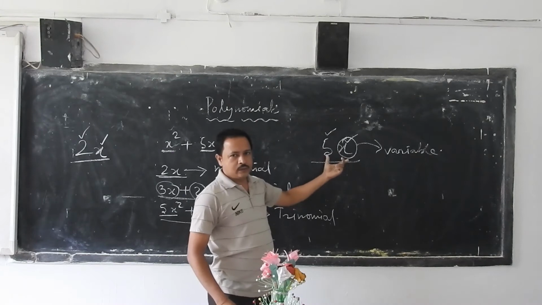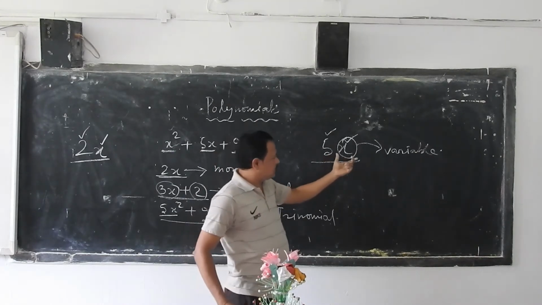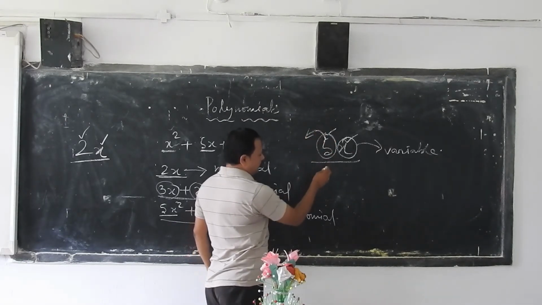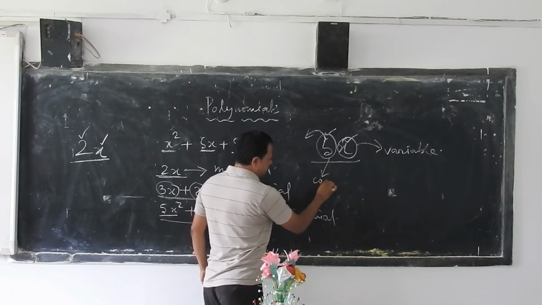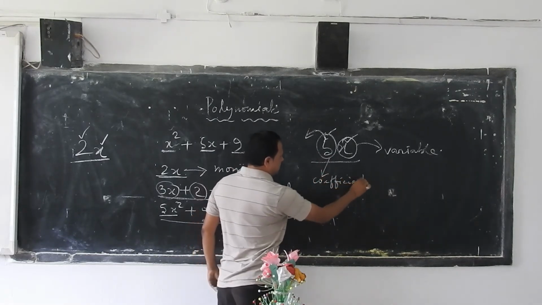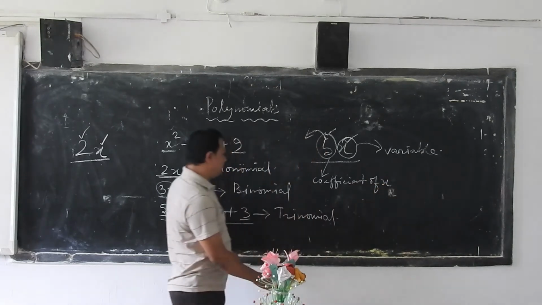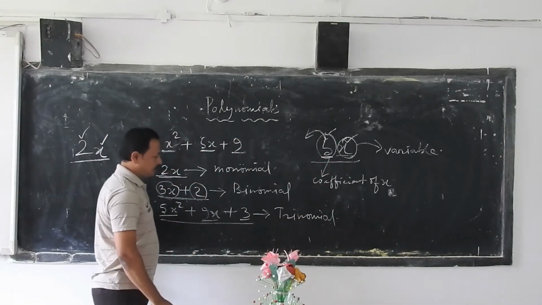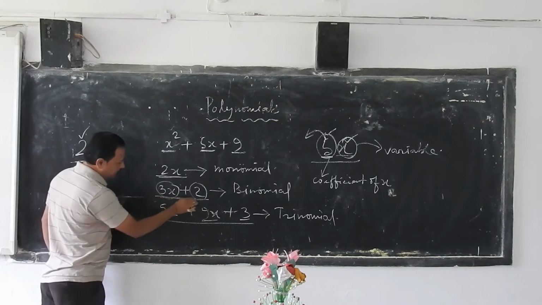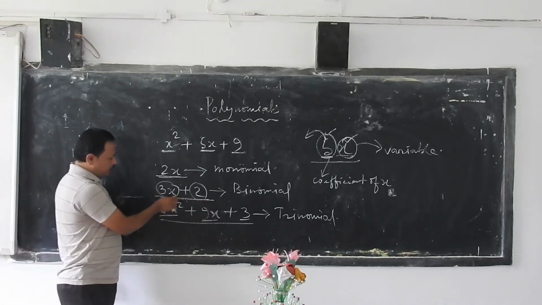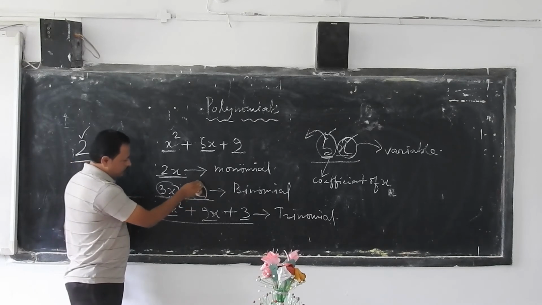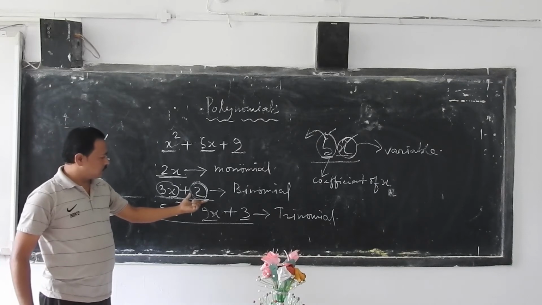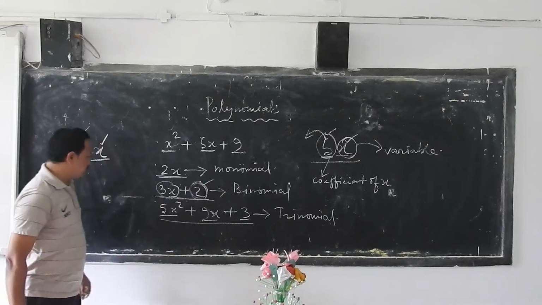In different questions, the value of x will be different. That's why it is called a variable. And 5 has a constant value, that's why it is the coefficient of x. In 5x, x is the variable and 5 is the coefficient of x. See, here in this polynomial 3x plus 2, the coefficient of x is 3. And this single 2 is a constant term, because it has a fixed value. That's why it is called constant.